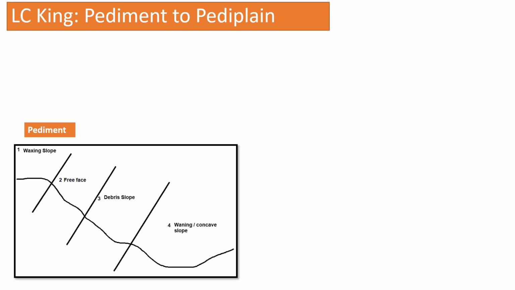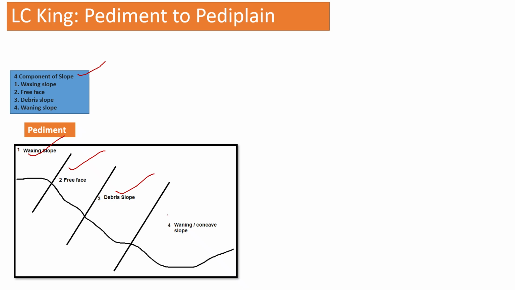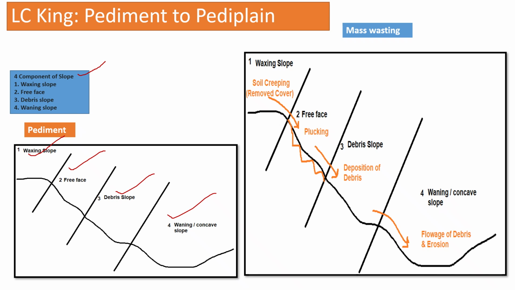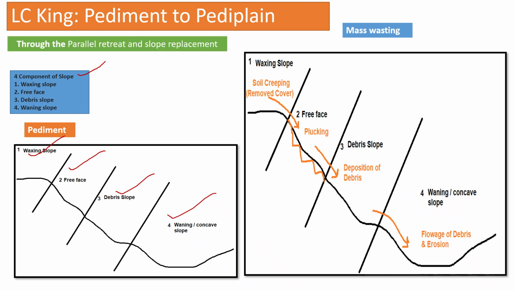Pediment is a segment of slope, and an ideal slope includes four components. First is the waxing slope, second is the free face slope, third is the debris slope, and fourth is the waning or concave slope. According to L.C. King, these four different segments are part of the landscape. Four different types of mass wasting process continue for a long time.